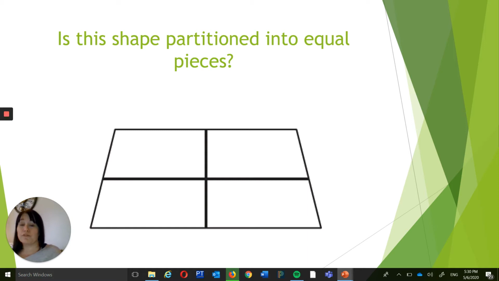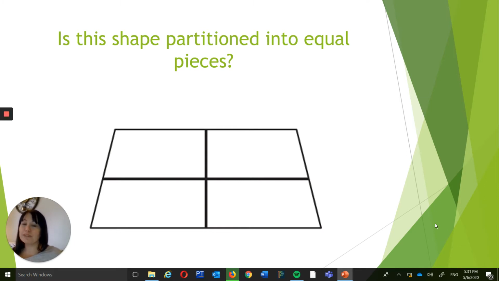All right, third graders, the first shape I want us to talk about is this one that I've cut into 4 pieces. The question asks, is this shape partitioned into equal pieces? I'd like you to pause the video and take a look at the shape. Are all 4 of these pieces really equally partitioned? Go ahead and pause the video and talk out loud like you were talking to a friend in class. Are these equal pieces?